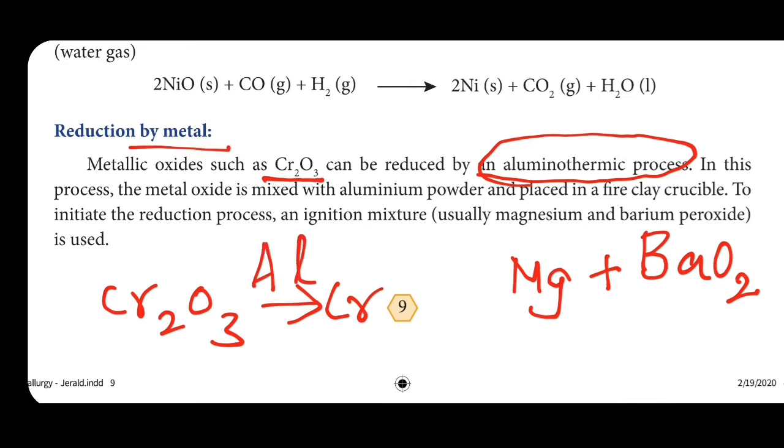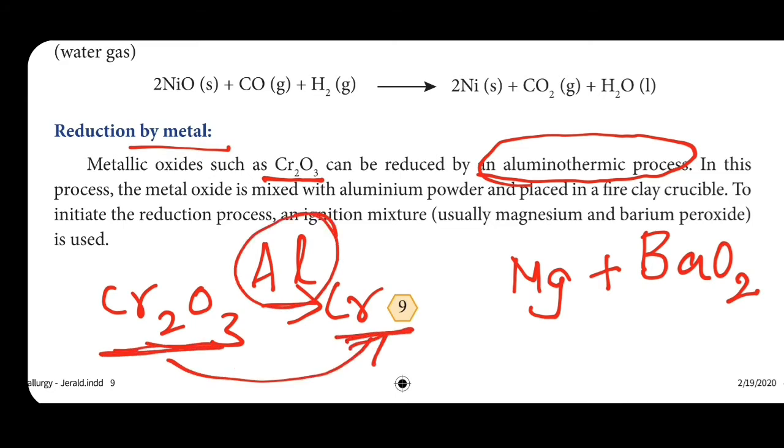So only heading is given, reduction by metal. For explaining, they gave one process named as aluminothermic process. In this aluminothermic process, the name itself contains aluminum. So that aluminum only is responsible for the reduction. Which one is reduced here? From Cr2O3 to Cr. For this reduction, the responsible person is aluminum only.